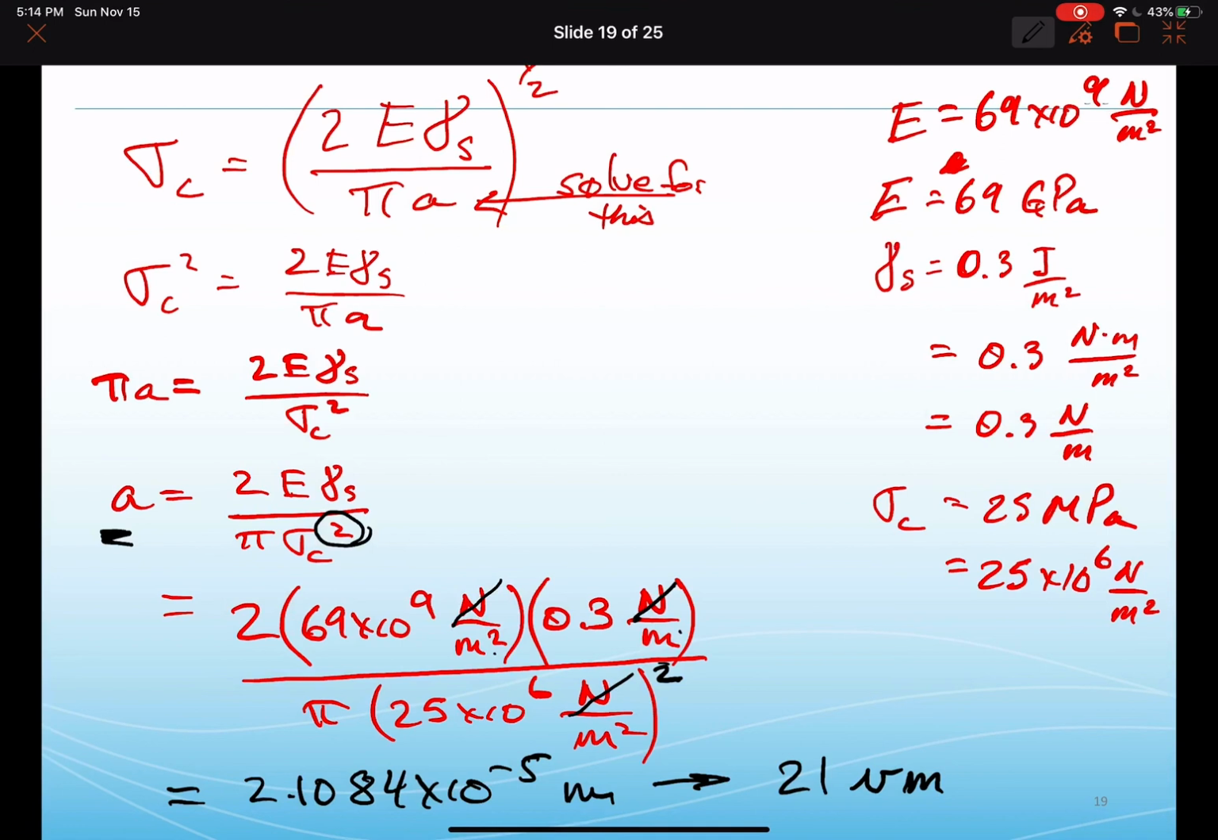And so this lets you know that a flaw that would be 21 micrometers in surface depth on our piece of glass, if this were 21 micrometers deep, that our material would fail under the condition of 25 megapascals. Okay, so our surface flaws must be lower than 21 micrometers if we're to not propagate a crack in this brittle material.